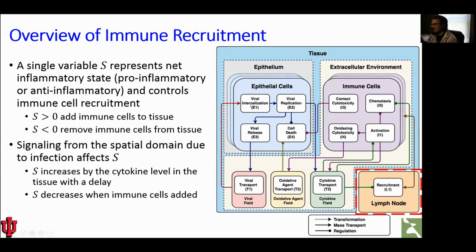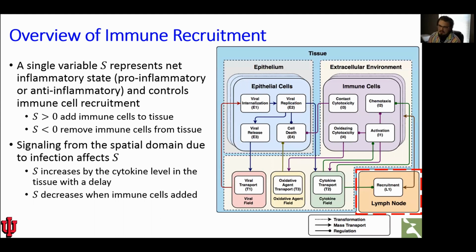To model immune recruitment with our compartmental model, we have an ordinary differential equation, just a single variable that we refer to as S. Now, we say by convention that when S is positive, there is a net pro-inflammatory state, in which case the probability of immune cells being added into our simulation space increases. And when our variable S is negative, we say that the immune system is in an anti-inflammatory state, in which case the immune recruitment model begins to remove immune cells from the spatial simulation domain.